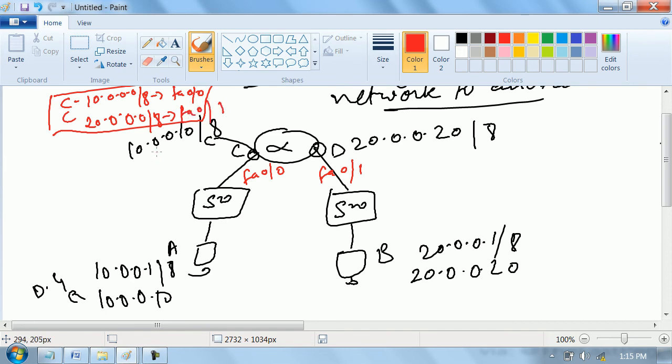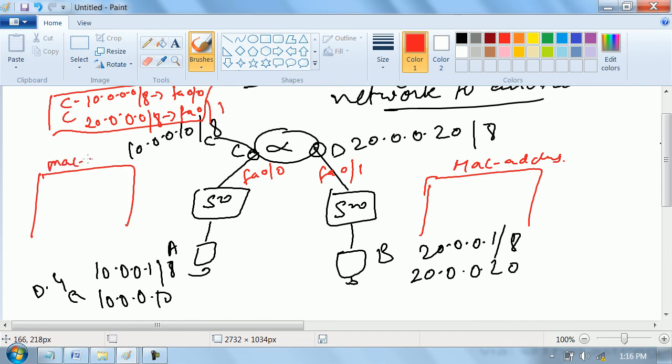Any problem? To anybody? Switch will maintain a MAC address table. This switch will also maintain a... For communication, four things are a must. We discussed this thing, that for communication, we need how many things? Four things. What are those four things?